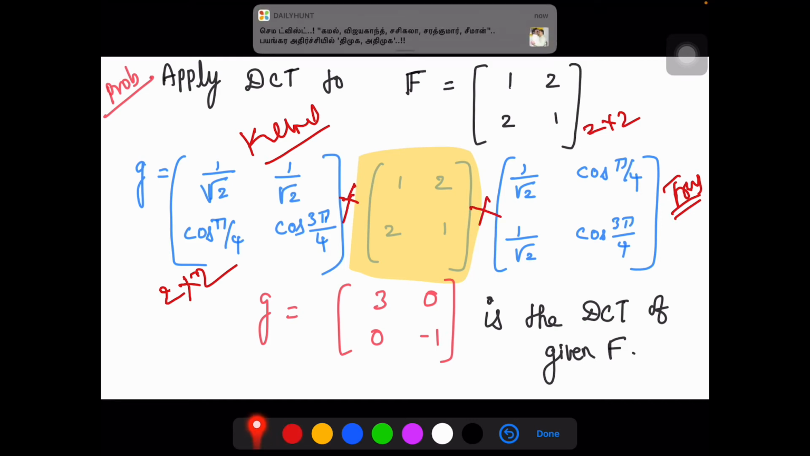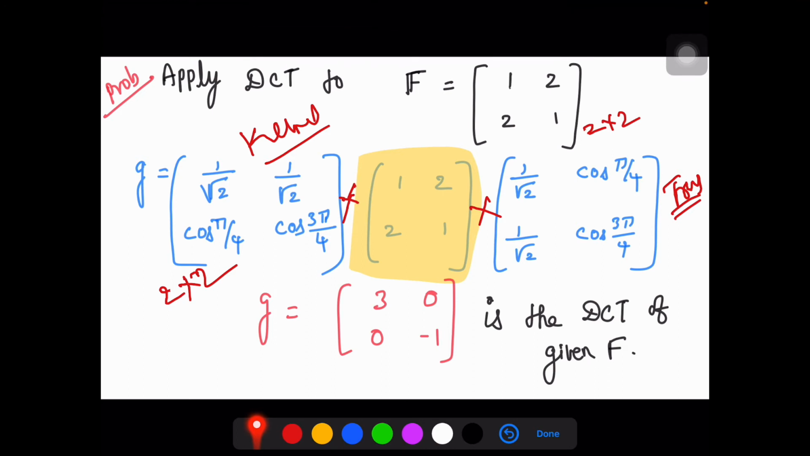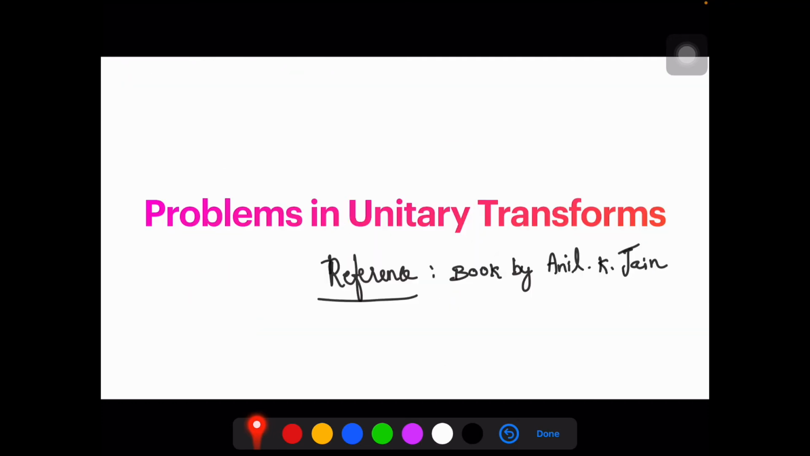When you do the calculations, you get G is equal to 3 0 0 minus 1. This is the DCT for the given image. This is how you should do DCT. So if it's a 4 cross 4 matrix, take the 4 cross 4 kernel, multiply that with the image, then with the transpose of that kernel, then find the answer. This is how you have to proceed for finding the DCT for an image.